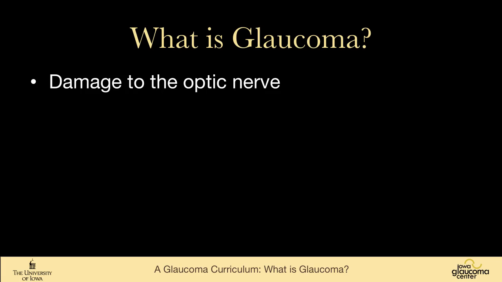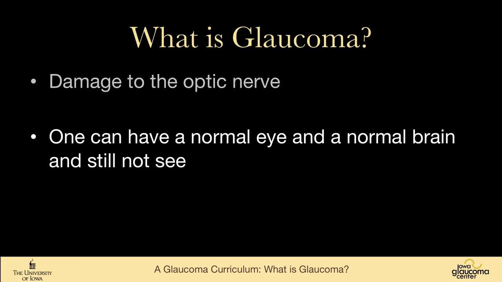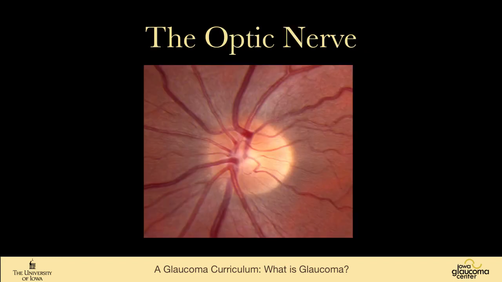Glaucoma is not high pressure in the eye. Glaucoma is damage to the optic nerve. So I always tell the patients that you can have a normal looking eye and a normal looking brain, but if they don't communicate through the optic nerve, you won't see. And this is the optic nerve. This is the view of a healthy nerve in a young patient.